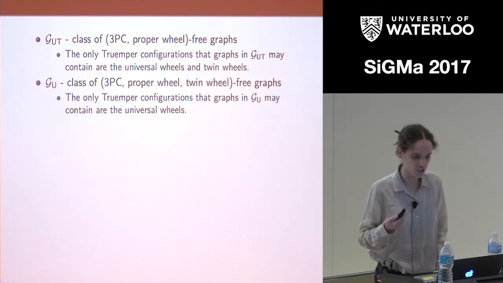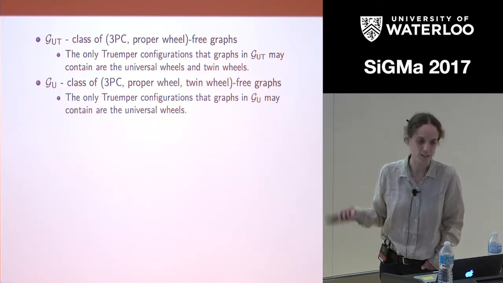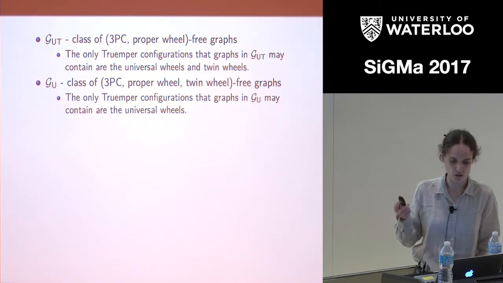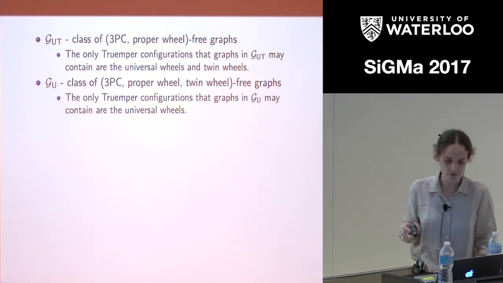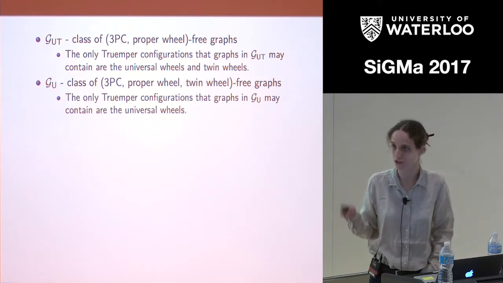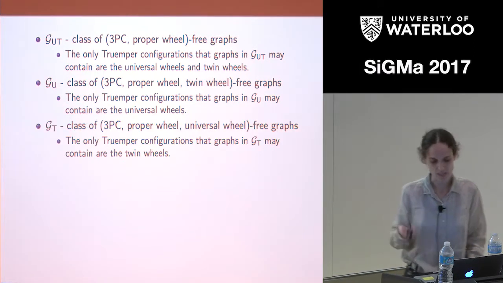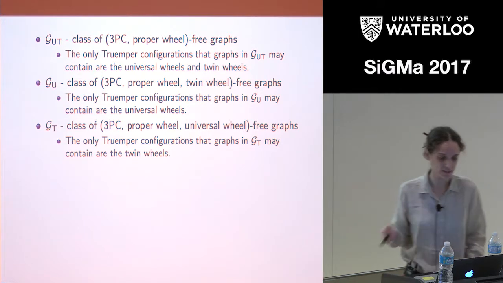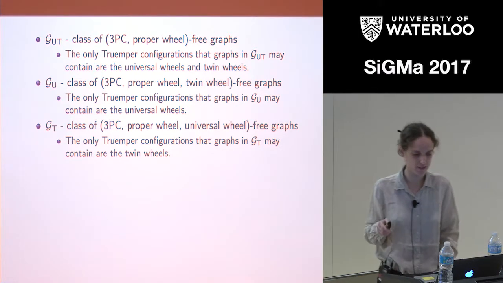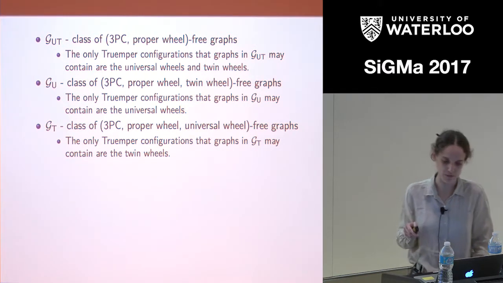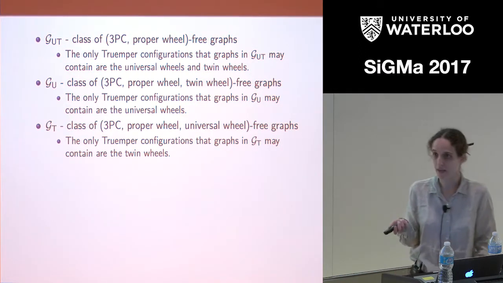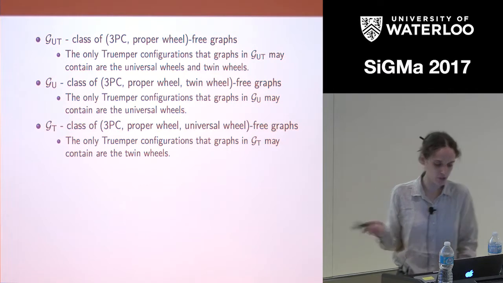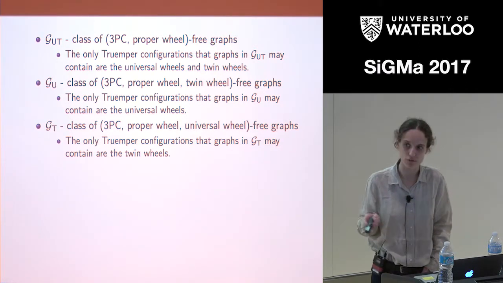So first we have this class GU. This is the universal wheel only class. So this is the class of all 3PC proper wheel, twin wheel free graphs. Graphs in this class may have universal wheels, but no other trumper configurations. And then similarly, we have this class GT, the twin wheel only class. This is the class of all 3PC proper wheel, universal wheel free graphs. Graphs in this class may have twin wheels, but they may not contain any other trumper configurations.